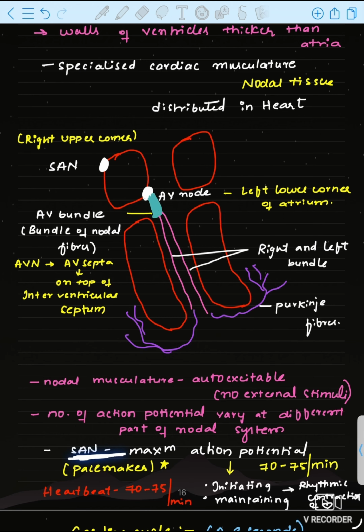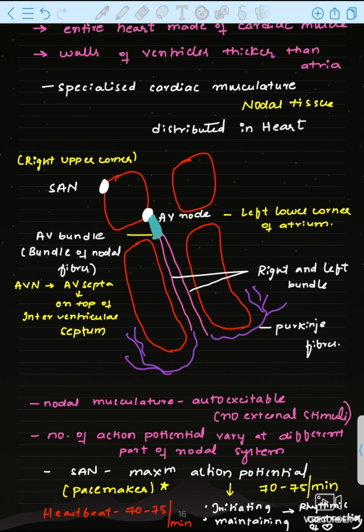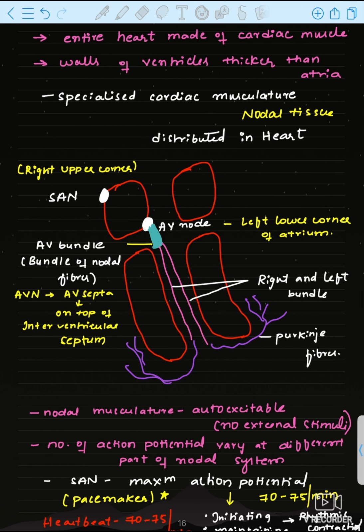This sinoatrial node will help in initiating and maintaining rhythmic contraction of the heart. It will initiate the contraction, and also maintain it. That is how rhythmic contractions occur in the heart. That is why it is called the pacemaker. The number of action potentials produced by the sinoatrial node is the same as the heartbeat, 70 to 75 per minute. So this is all about specialized cardiac musculature, that is nodal tissue distributed in the heart.